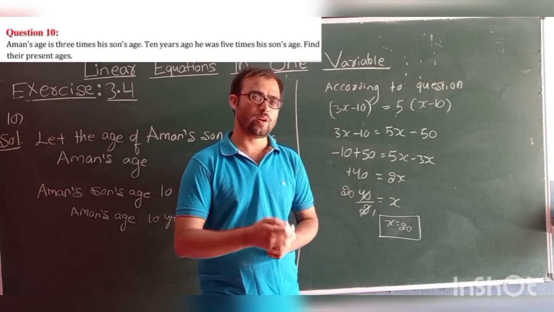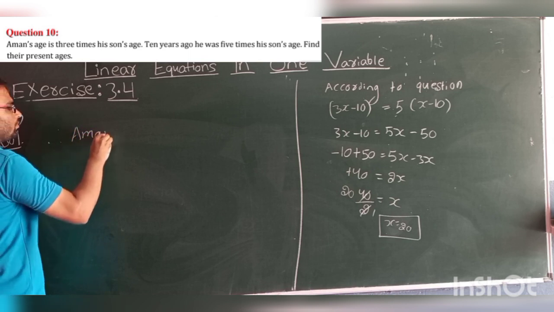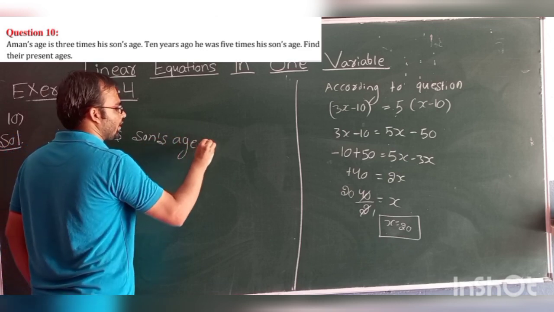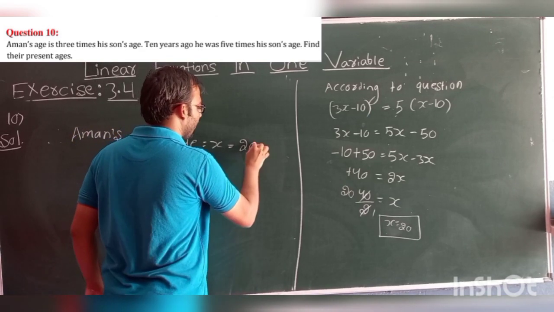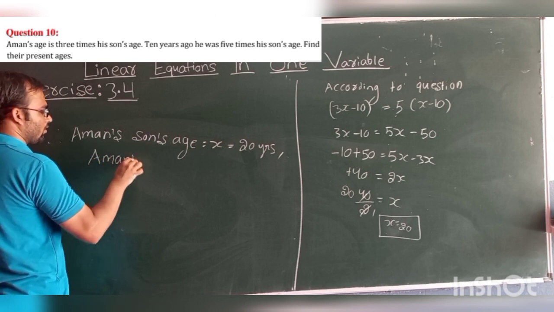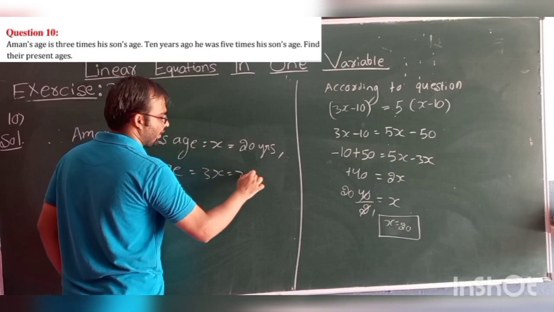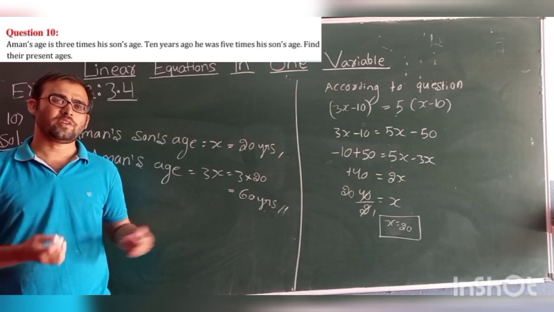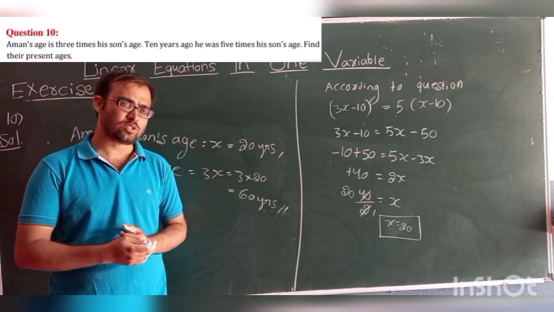So now what do we need to find? We need to find the present age of Aman as well as his son. Therefore, Aman's son's age equals x equals, what is x, friends? 20, no? That is 20 years. Aman's age equals 3x equals 3 into 20, that is 60 years. So here what have we got, students? We have got the present age of Aman's son is 20 years and that of Aman is what? 60 years.